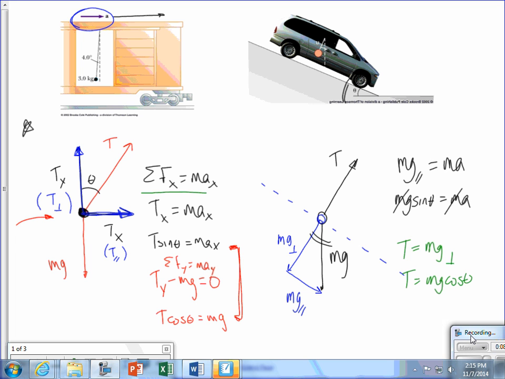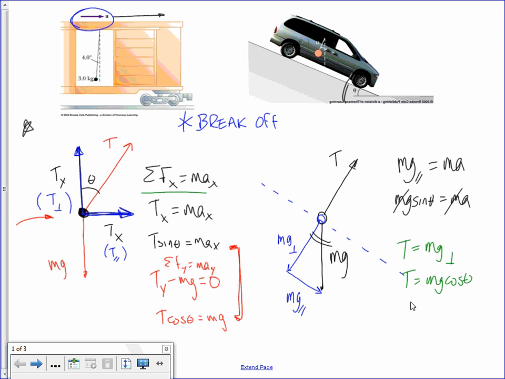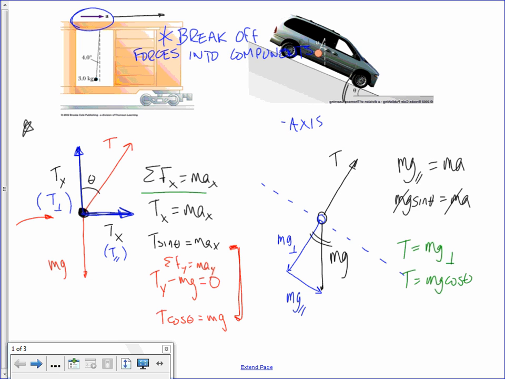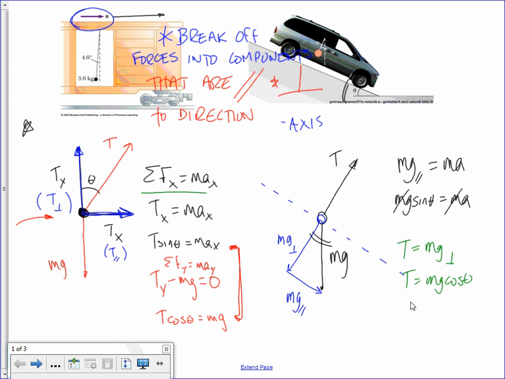Okay. But in review here, the deal is this: break off axis forces into components that are parallel and perpendicular to the direction of acceleration. All right, that's the big deal.